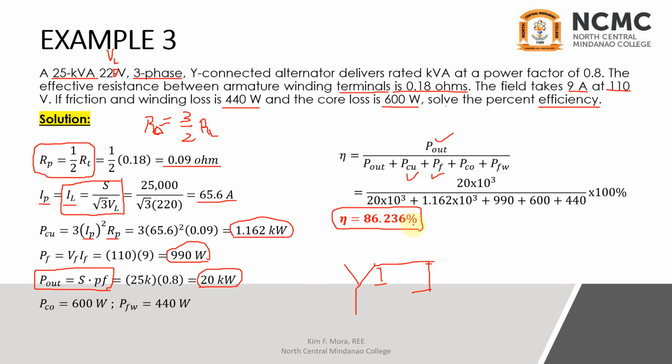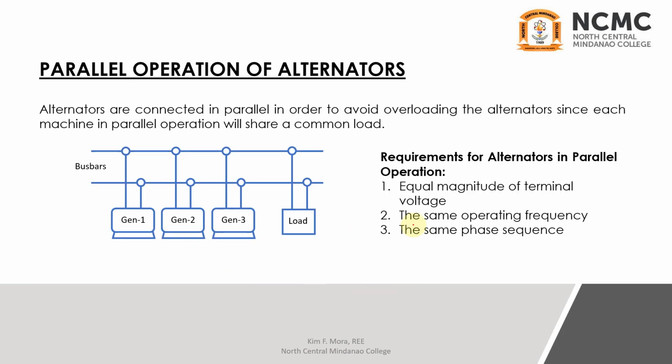So sa pasabutan na, mas dako ang efficiency, mas better ang performance sa imong alternator. Okay? So next topic is about parallel operation of the alternators. So alternators are connected in parallel in order to avoid overloading the alternator, since the alternators in parallel operation will share a common load. But dili siya basta-basta nga mag-parallel ka sa imong mga alternators.